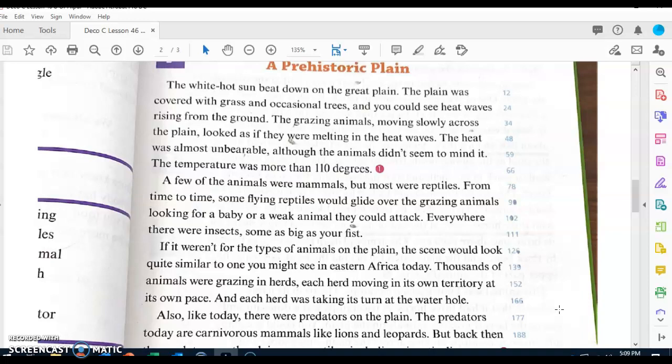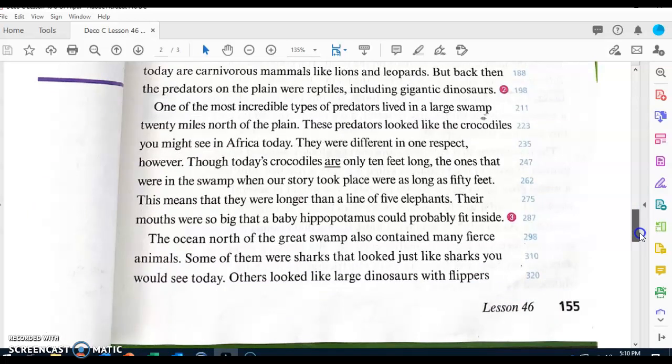Thousands of animals were grazing in herds, each herd moving in its own territory at its own pace, and each herd was taking its turn at the waterhole. Also, like today, there were predators on the plain. The predators today are carnivorous animals like lions and leopards. But back then, the predators on the plain were reptiles, including gigantic dinosaurs.